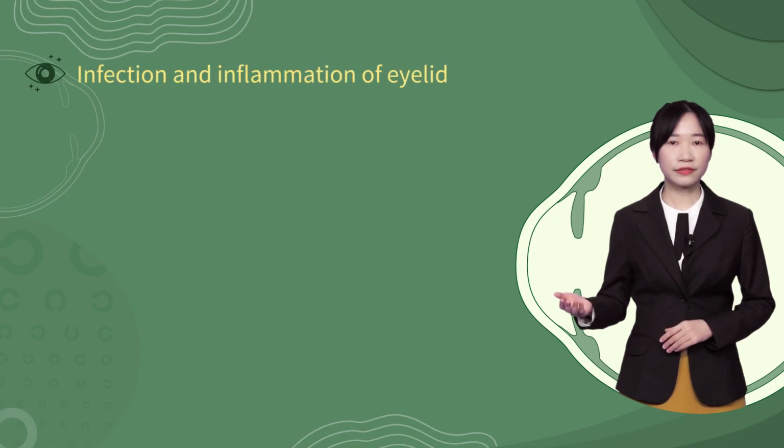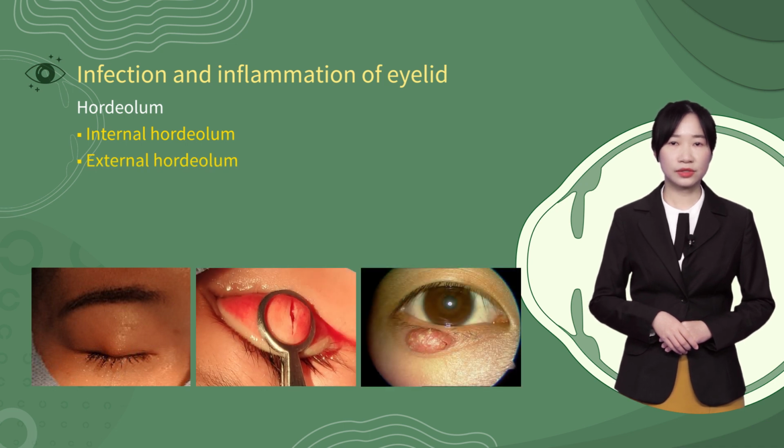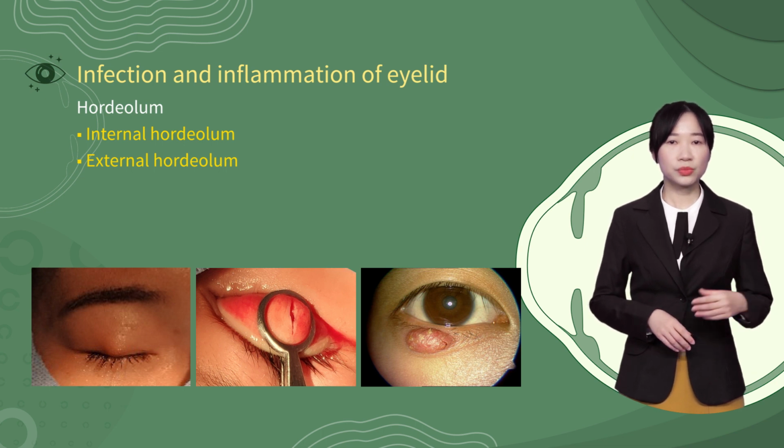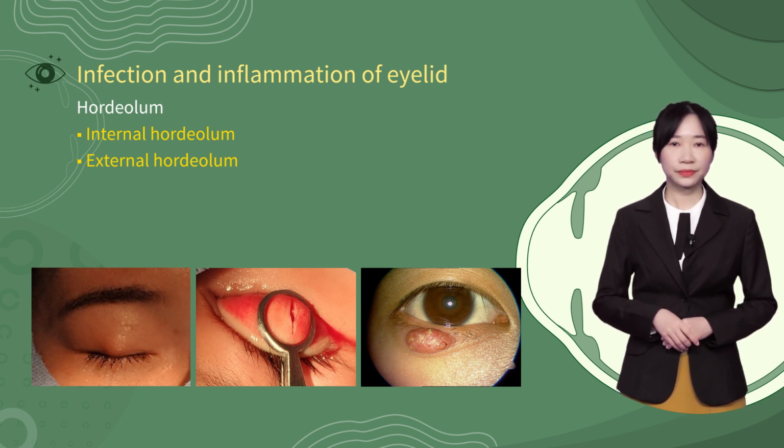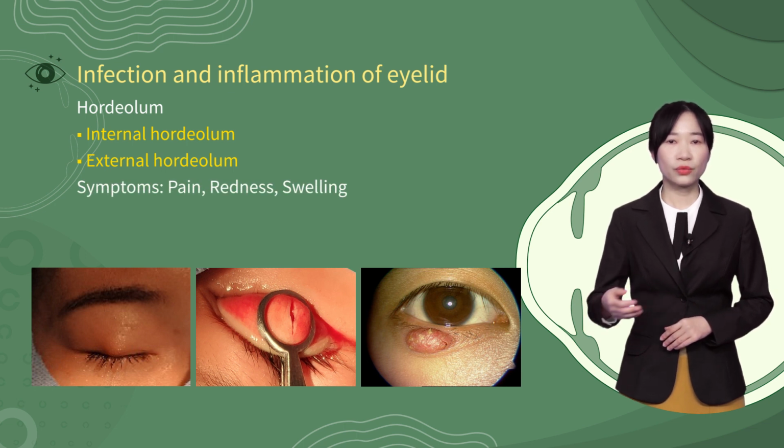Now let's discuss some lymphatic and inflammatory disease of the eyelid. Hordeolum is infection of the eyelid glands. When the meibomian glands are involved, a large swelling develops which we call internal hordeolum. The smaller and more superficial external hordeolum is an infection of the gland of Zeis or Moll. The main symptoms usually include pain, redness, and swelling of the lid.